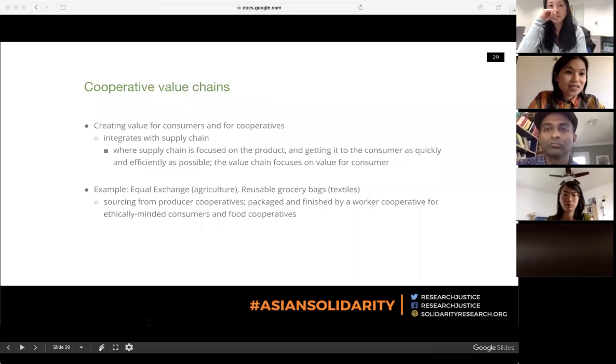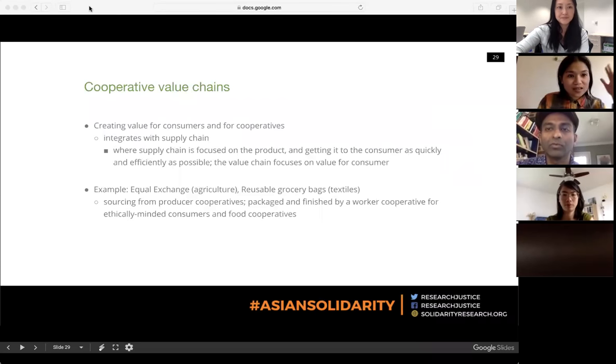Principle 6 is of the 7 cooperative principles. It's about cooperation amongst cooperatives. So what does that mean? That can mean, you know, providing support. That to me means buying from each other and sourcing from each other. I think that's like the kind of fundamentals of creating a solidarity economy is that kind of support. And using the value chain model in order to facilitate this.